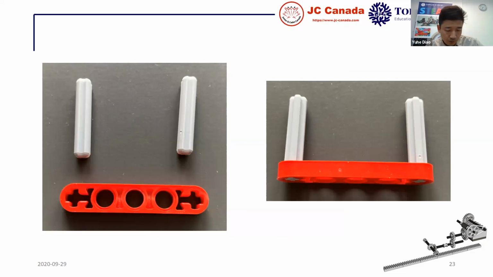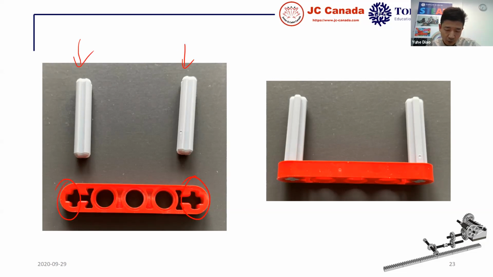Now half beam. This red one is a half beam. The thickness is only 1/2 of the normal beam. You can compare to the normal one. It's a half beam, and we have two cross holes at 2 ends, but we don't have cross holes on the normal beam. And this axle is 3 long, the shortest one.